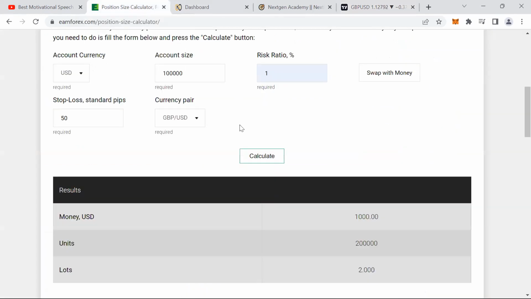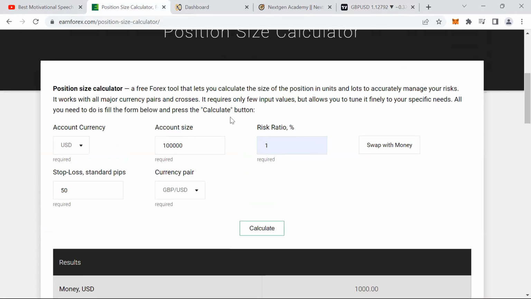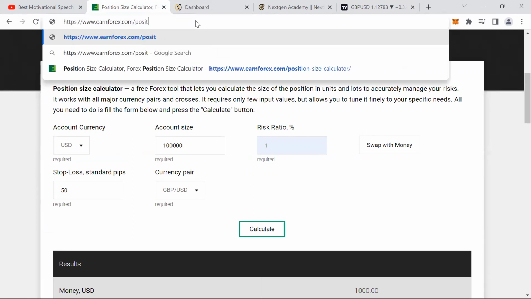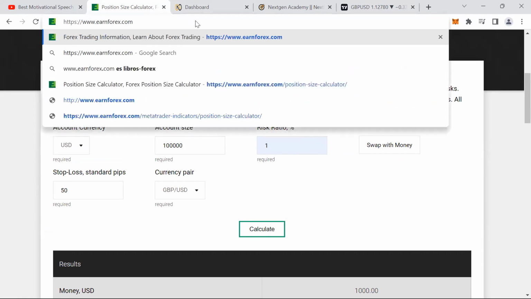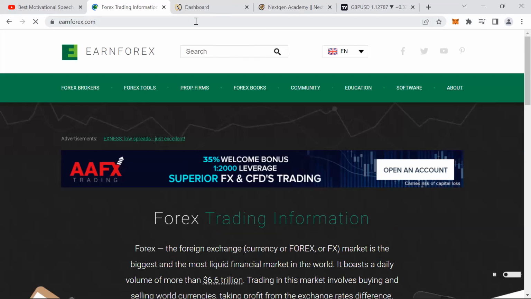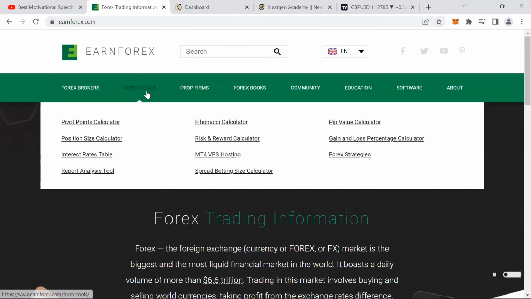So we come here. I like using this. It's quite straightforward and clean. So if you come here, you won't see it like this. The website is nforest.com. I just use their position size calculator, nothing else. I don't have any account with them. I don't trade with them. So you click on Forest Tools. You come here, you see position size calculator. You click on it.